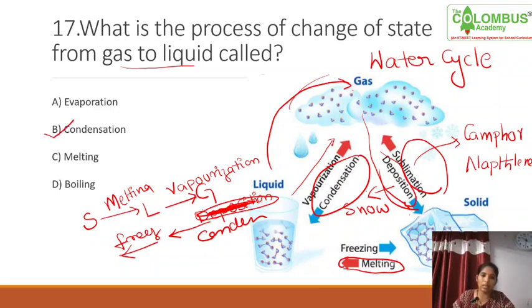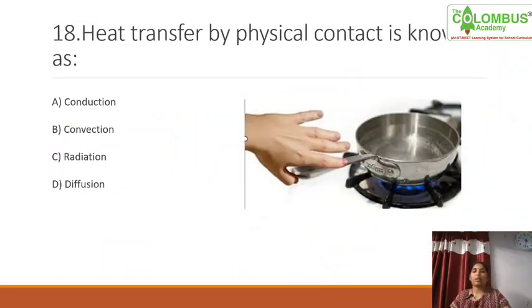Evaporation is liquid to gas. Melting is solid to liquid. Boiling, liquid to gas. So what is the answer? Condensation, gas to liquid. Heat transfer by physical contact is known as what? What is a physical contact? Direct contact. So see this figure. What type of mode of transfer of heat is here?